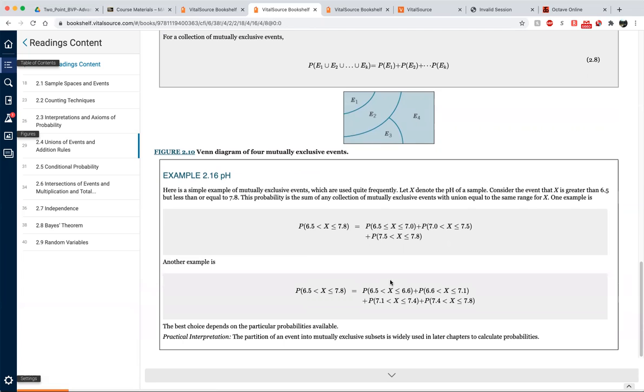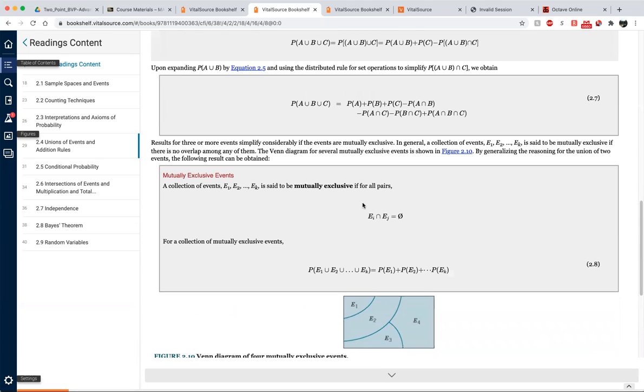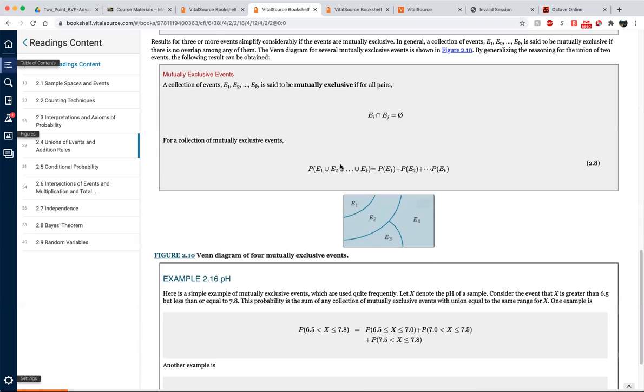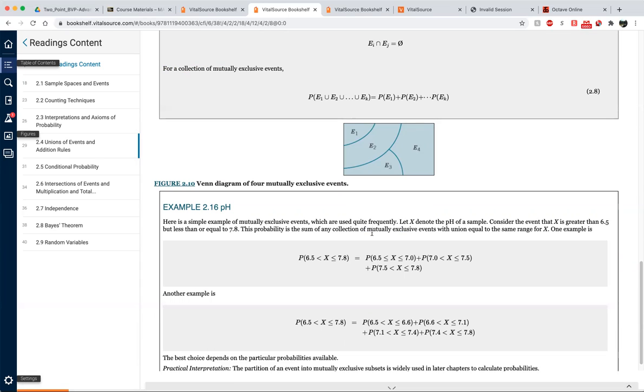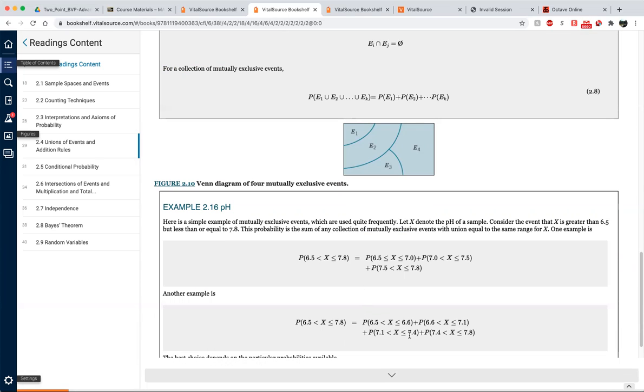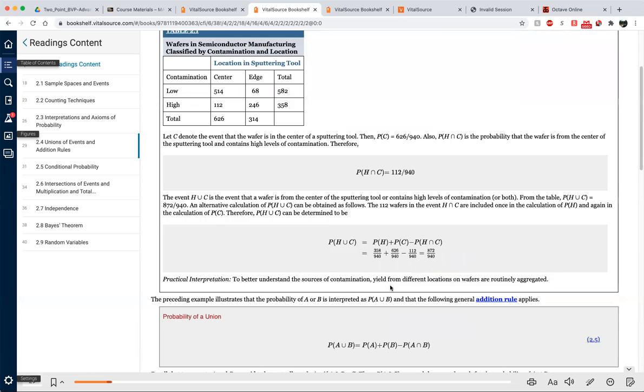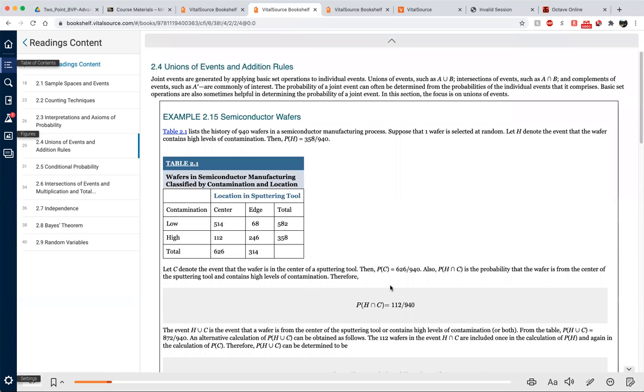Then applying the addition rule for mutually exclusive events, which is equation 2.8, we get this. Okay, give me a second. We're going to get this. Okay, this is another example. I think this is easy to understand, right? So that's for section 2.4. Next time I'm going to cover 2.5.